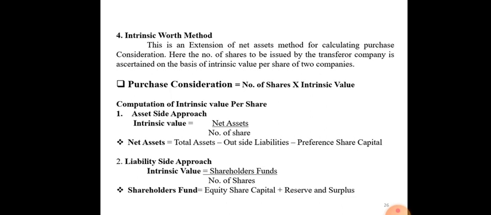The formula is net assets, but we should know the net assets. So how do we calculate them? Net assets is equal to total assets minus outside liabilities minus preference share capital. You will get the net assets, and then divide by the number of shares. The number of shares means the total equity shares, not the equity share capital. Take the number of shares.